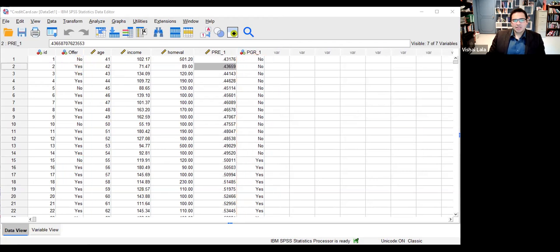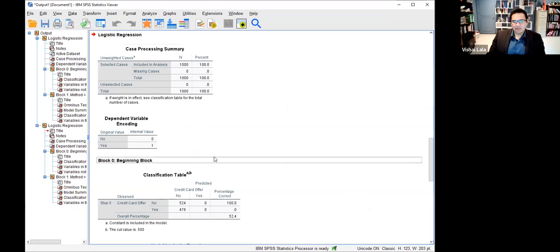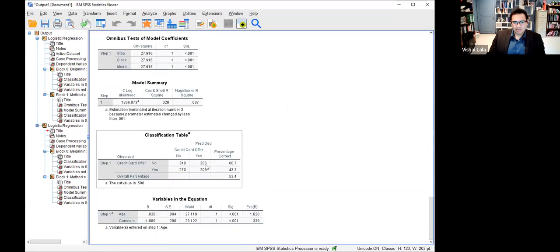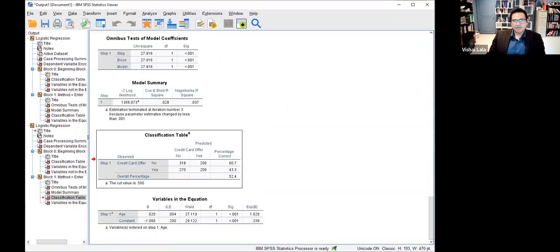If you put together all these numbers, you count how many times you got it right and how many times you got it wrong, you'll arrive at a classification table that looks like this. In this classification table, you can see there were 318 instances when we predicted somebody would not sign up for a credit card, and they didn't. 206 when we predicted they would sign up for a credit card offer, and they did. These were the cases when people didn't conform to our expectations. So our percentage accuracy is 52.4%.